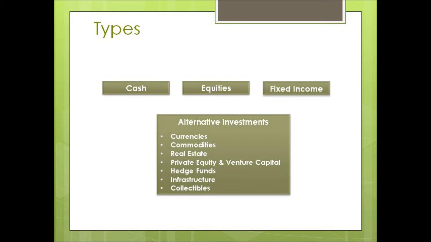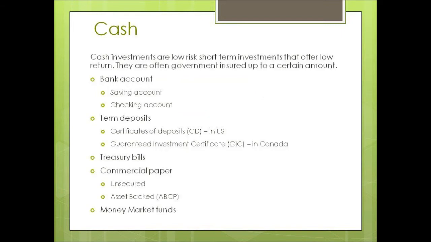This is a more detailed slide on asset classes. Now let's look at each of them in more detail. Cash. As you know, cash is the king. Cash investments are low-risk, short-term investments that offer low return. They are often government-insured up to a certain amount. Your bank account is one of the forms of cash investment.